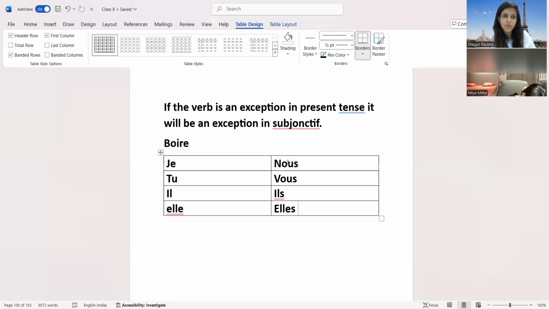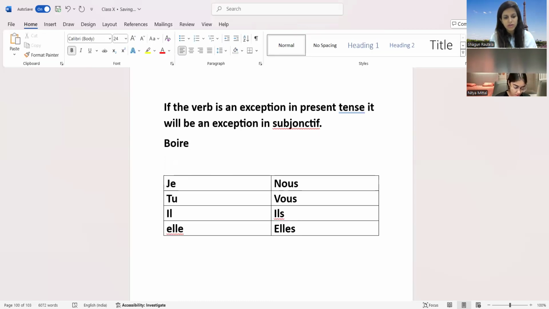So it is an exception in present tense. If it is an exception in present tense, it will be an exception here also. How? We'll just see. First of all, the boire verb will be just like aimer. So we will see ils. What is the conjugation of this verb with ils? Boivent. So we are going to cut ENT, just like we did for aimer. The starting that we've got is BOIV. We'll write the endings E, ES, E.